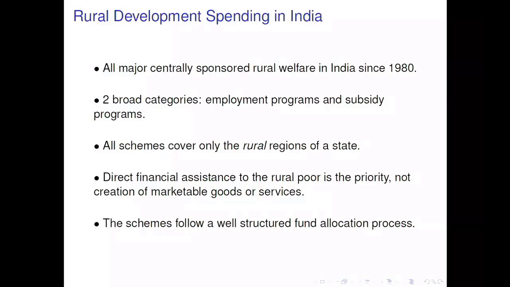All schemes cover only the rural regions of the state, and direct financial assistance to the rural poor is the priority, not creation of marketable goods and services. And the scheme follows a well-structured fund allocation process. What we mean by that is that once the central government decides on a program to implement, funds are allocated to different states, usually based on the number of rural poor in that state and metrics like how backward that state is and how bad the agricultural situation is. Then the states do the expenditure.